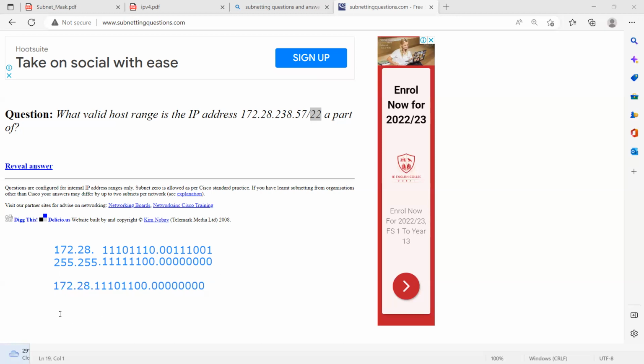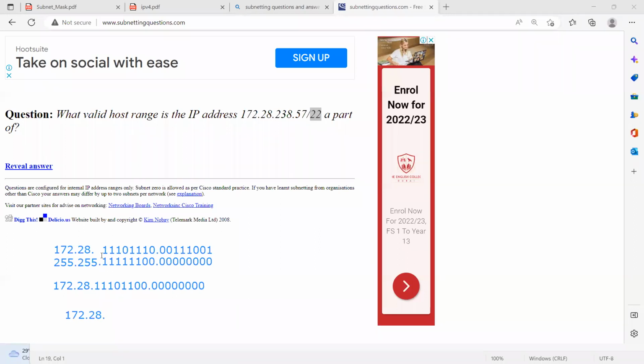Okay, they're asking what is this? That is 172.28 dot. Here, 224 plus 8 is 232 plus. Yeah. 192.24 plus 8 is 232 plus 4 is 236. Is it? I think we have done some mistake there. Okay, 22. This is 238, is it?